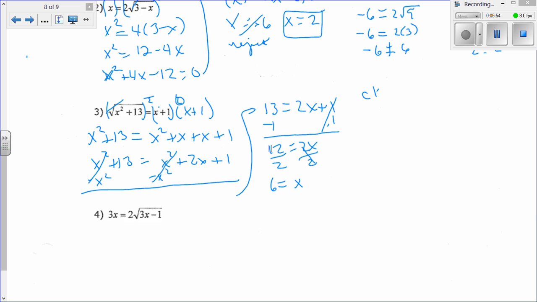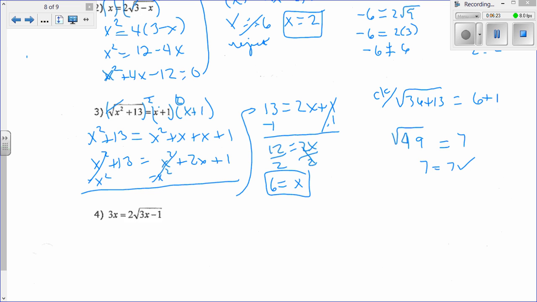And a quick little check. So the square root of 6 squared is 36, plus 13, equals 6 plus 1. 36 plus 13 is 49. And we have 6 plus 1, which is 7. That was the square root of 49. The square root of 49 is 7. So that checks. So x equals 6 is okay.